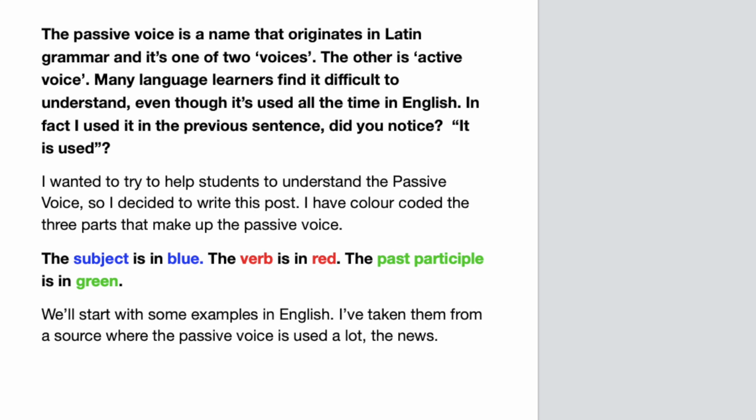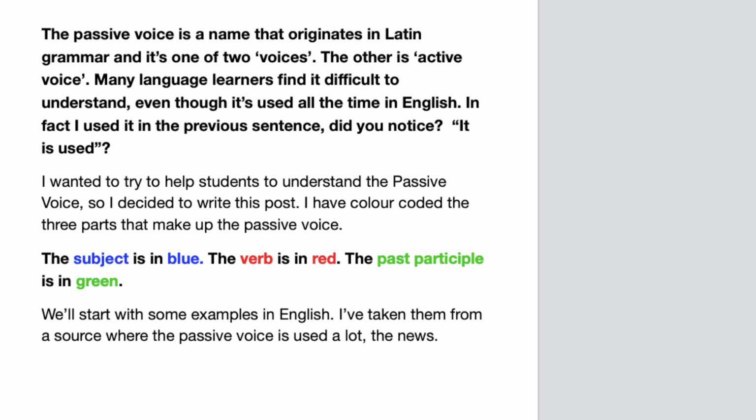I wanted to try and help students to understand the passive voice, so I decided to write this post, and now it's a video lesson. I have colour-coded the three parts that make up the passive voice. The subject is in blue, the verb is in red, the past participle is in green.